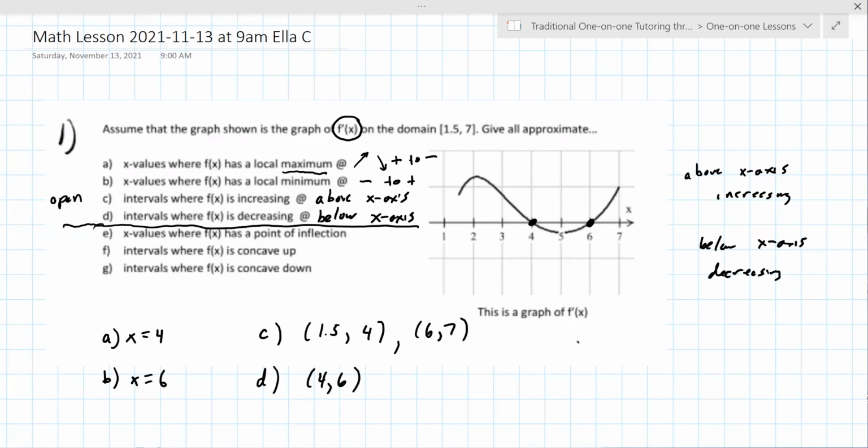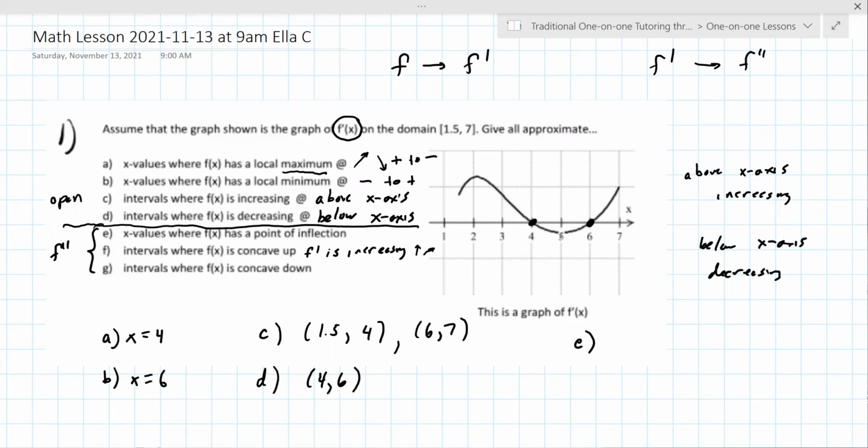Okay, so part E. I made a line there because these are now all second derivative things. It's like what you'd be looking for with f prime of x if you were given f of x. But because you're given f prime of x, they apply to f double prime of x. There's some overlap here. So we can talk about where it's concave up and concave down. First, I think those are easier. Where it's concave up is where the f prime is increasing, meaning it's going up and to the right.